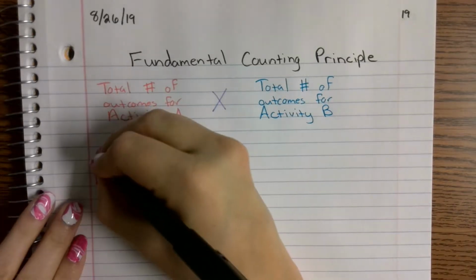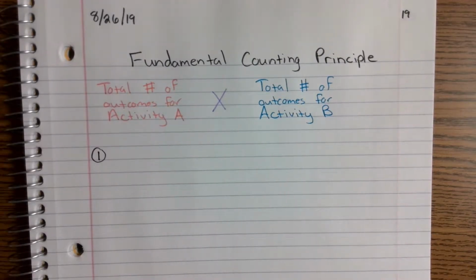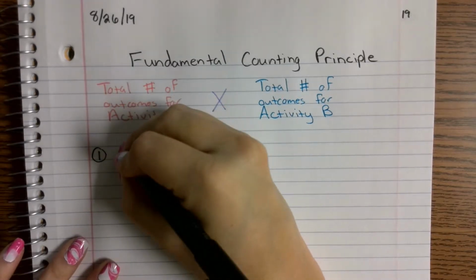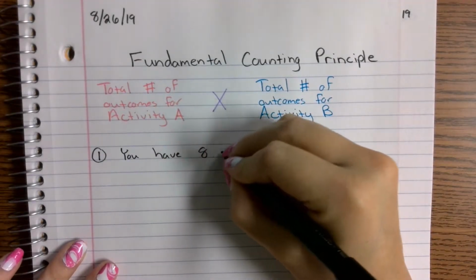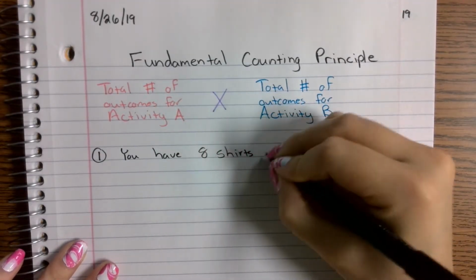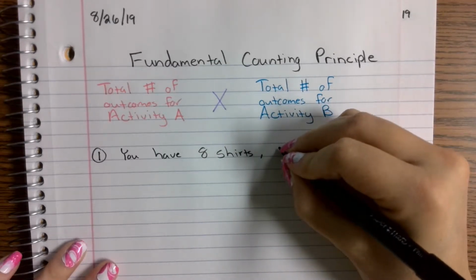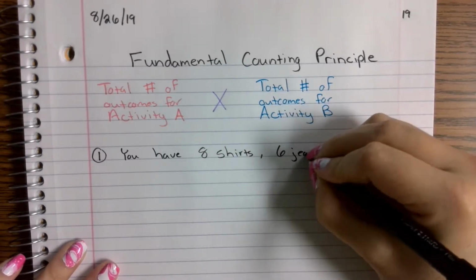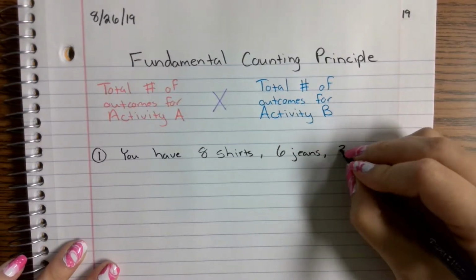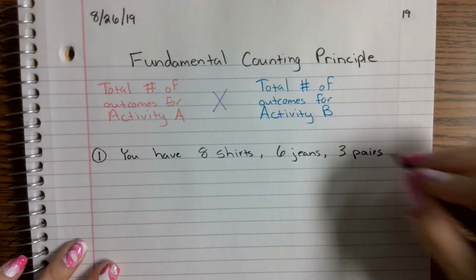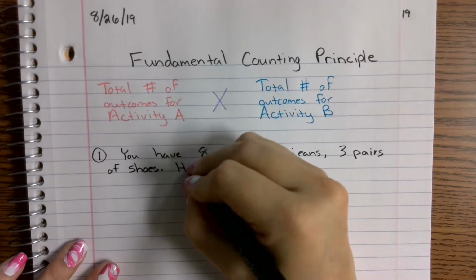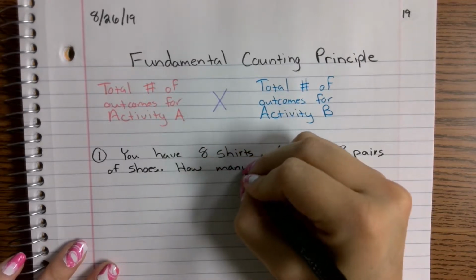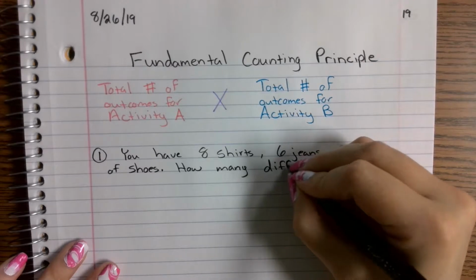Okay, so let's say we're getting ready in the morning. You have 8 shirts, 6 pairs of jeans, 3 pairs of shoes. I want to know how many different outfits you can create.